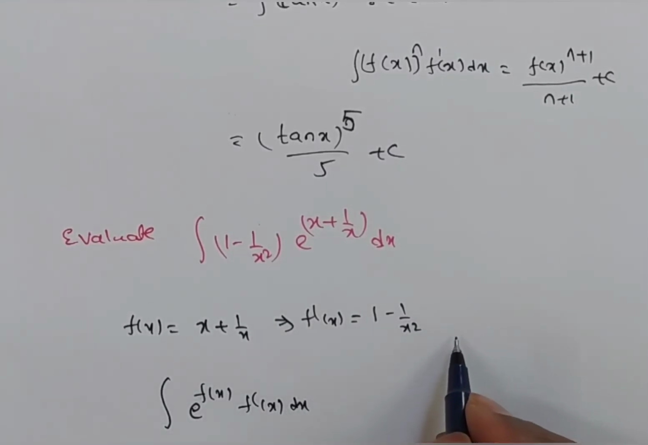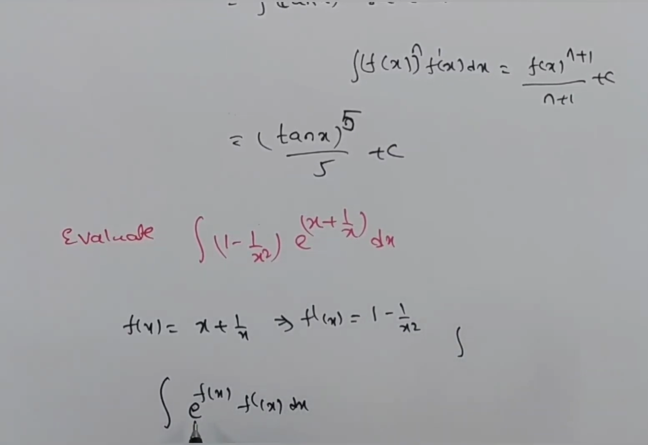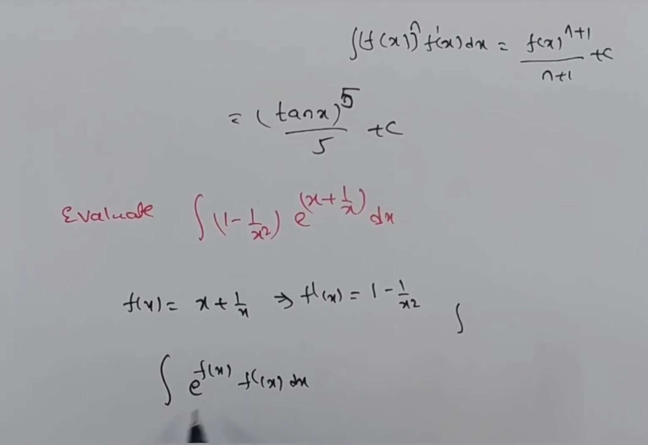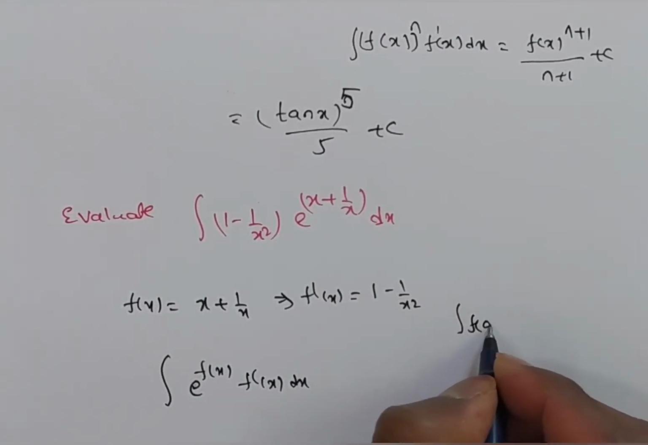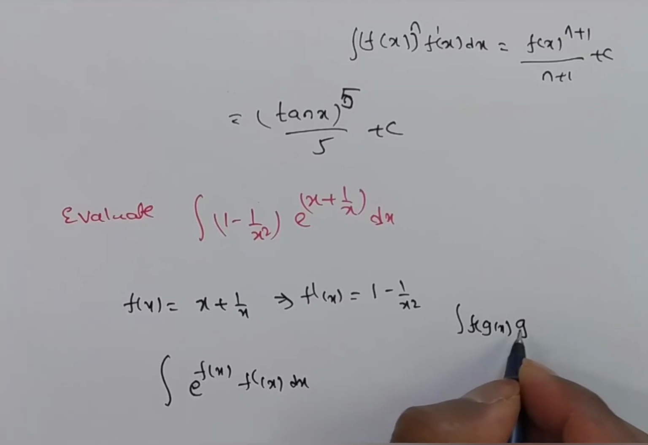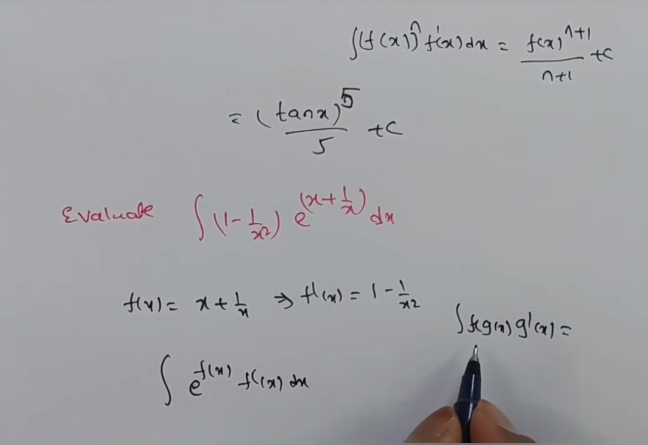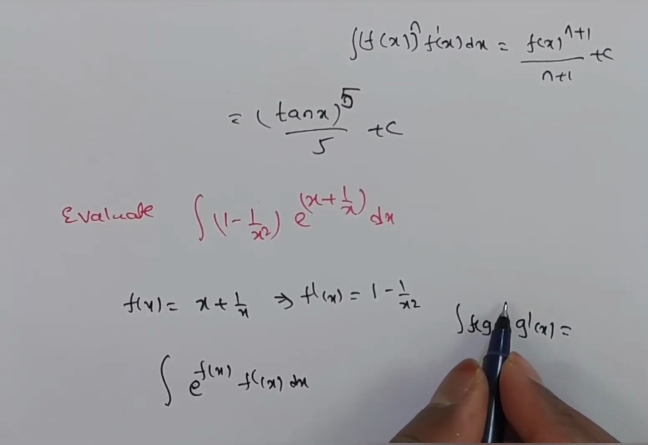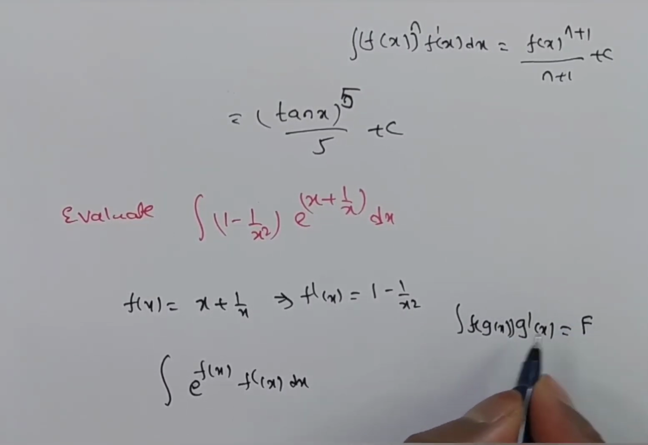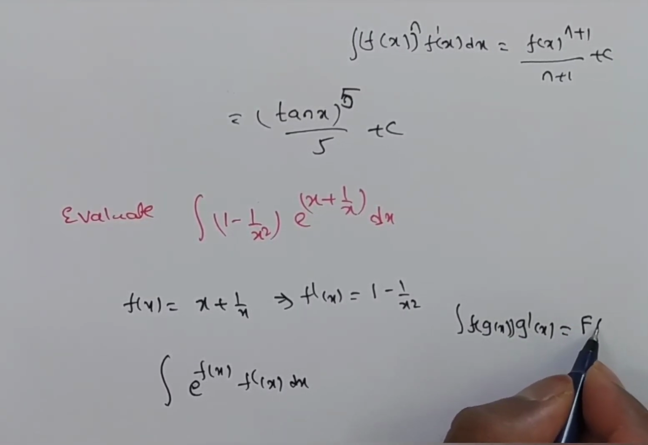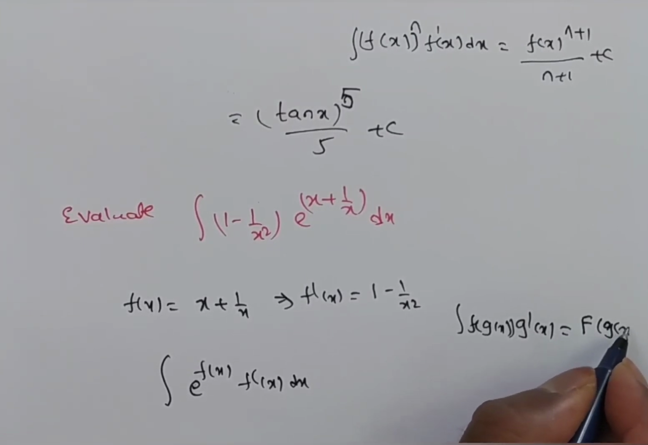Friends, you have a formula: integral of, this is a combination of functions. Whenever the form is f of g of x into g dash of x, where f of g of x is there and this bracket's derivative is beside, then you can write the integral of f of g of x as capital F of g of x.